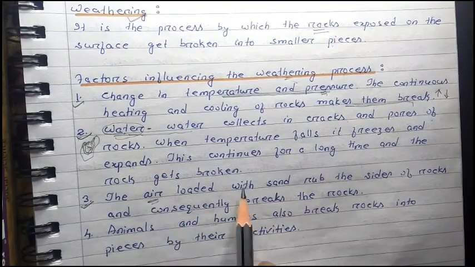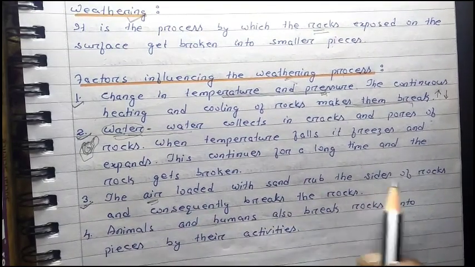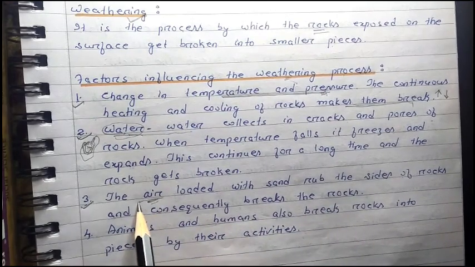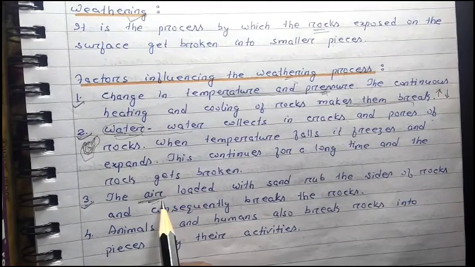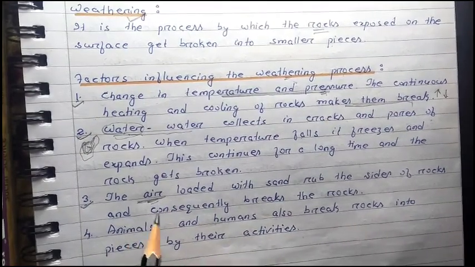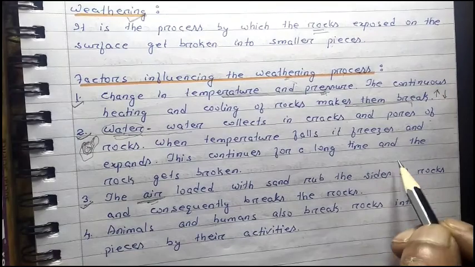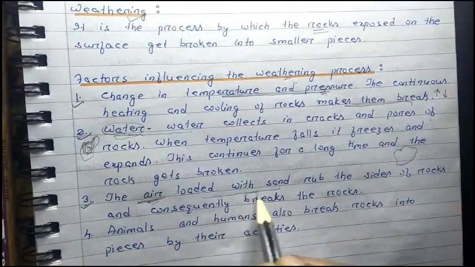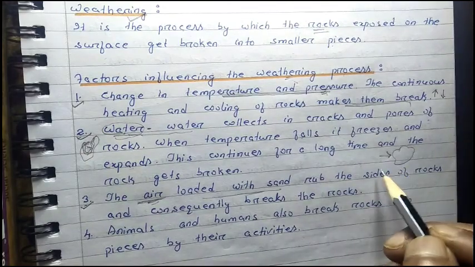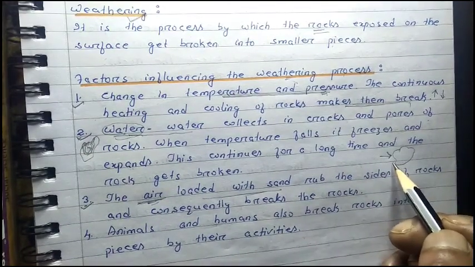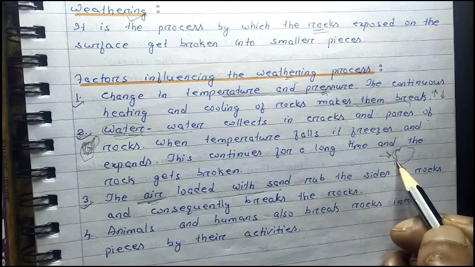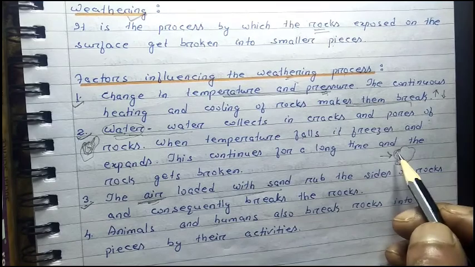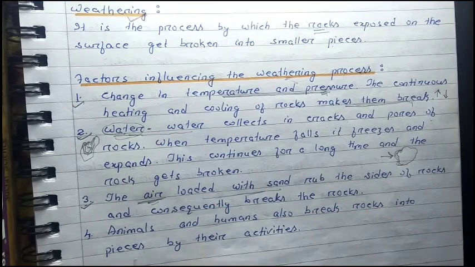The air loaded with sand rubs the sides of rocks and consequently breaks the rocks, especially the air. It works in the desert areas. You know, in desert areas plants are very few. At that time what happens, suppose this is the rock. When the air loaded with sand strikes frequently on the outer layer of the rock, automatically this portion of the rock will be weakened and it will be broken into pieces. That's also a factor of weathering.